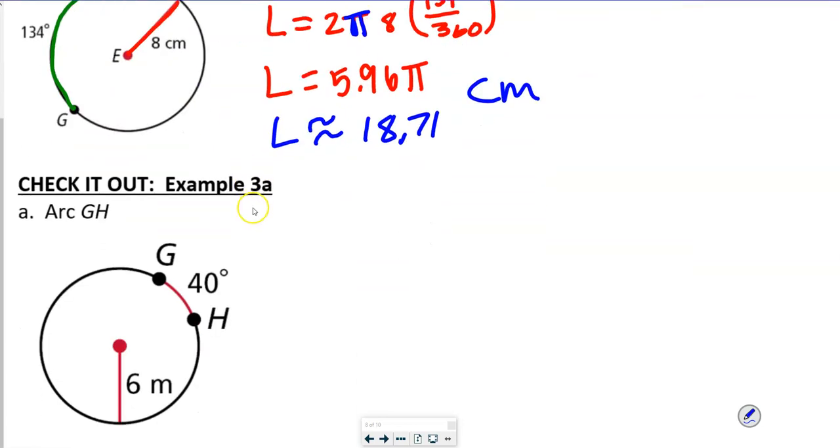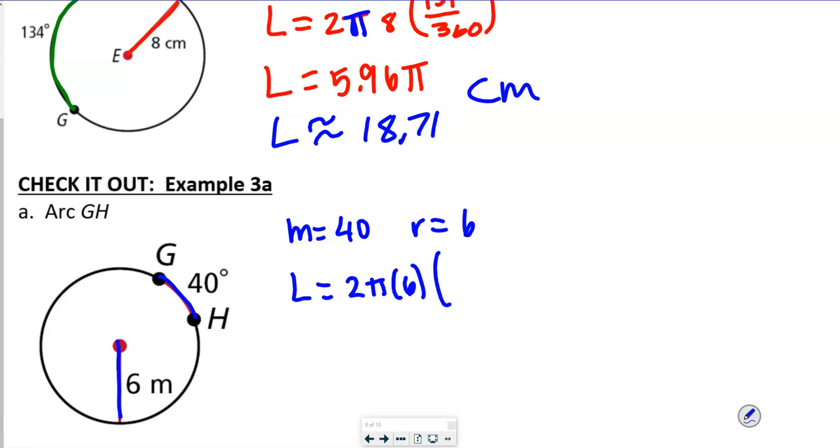Okay. All right. Let's see if you guys can do it here. Come back to me when you're done. So this time we're looking for this arc. So M equals 40. And this is our radius. So R equals 6. So the length is equal to 2 times pi times 6, which is our radius, times 40 over 360. Again, you can put that right in your calculator, remembering again that you're not going to multiply by pi yet, right? You're going to wait because we want an exact answer and then an approximate. So our length is going to be equal to 2 times 6, which is 12. 12 times 40 is 480 divided by 360.